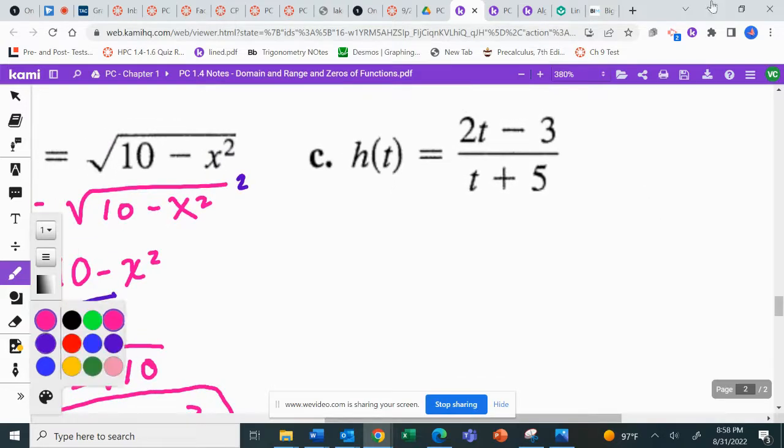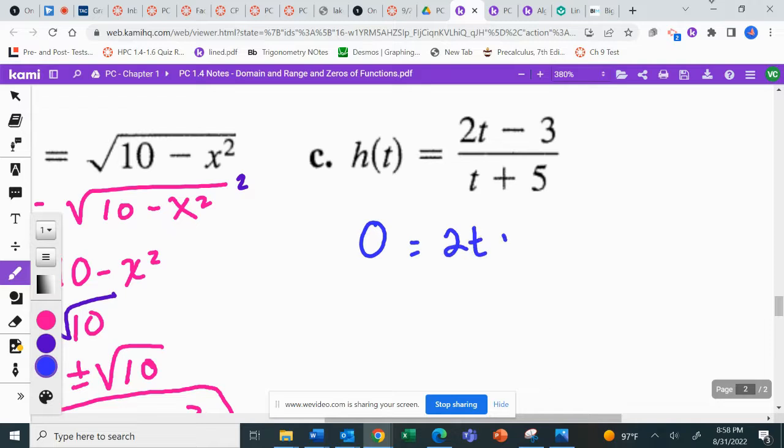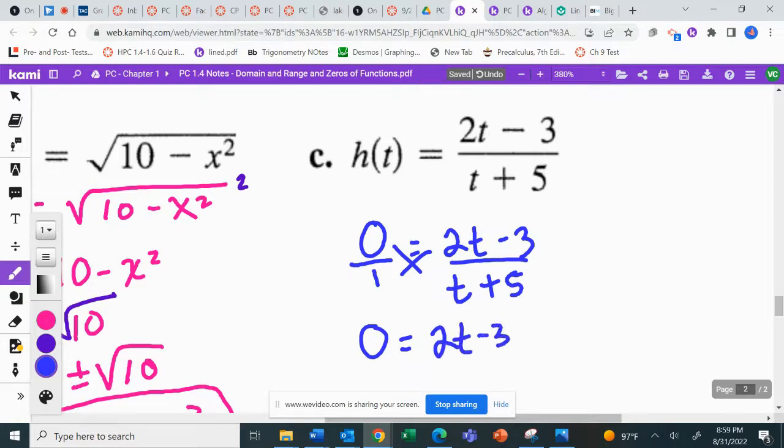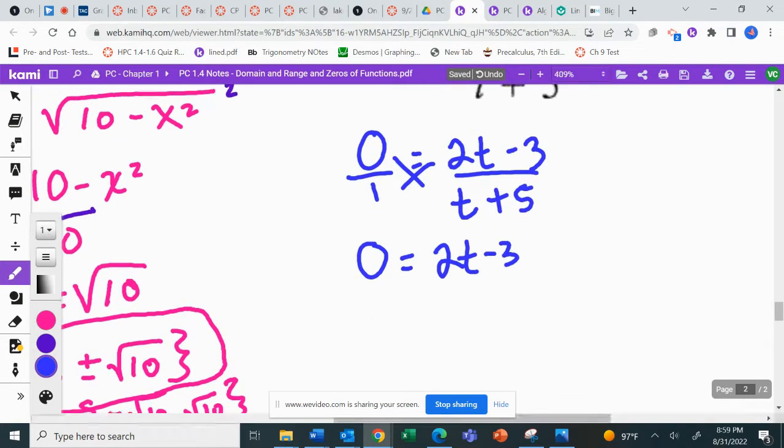All right, the third one, we're going to make h of t 0. And for this, I'm going to cross multiply. So I'll get t plus 5 times 0, so that's 0, equals 1 times 2t minus 3, so we get 2t minus 3. We solve that equation, add 3, divide by 2, and I get t equals 3 over 2. And that's the only answer for this particular question.